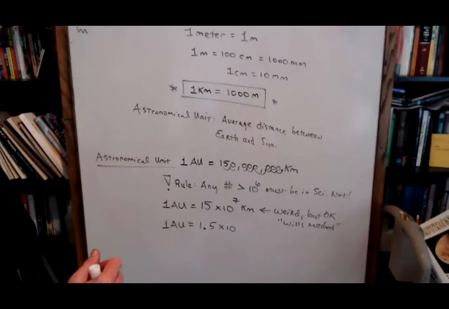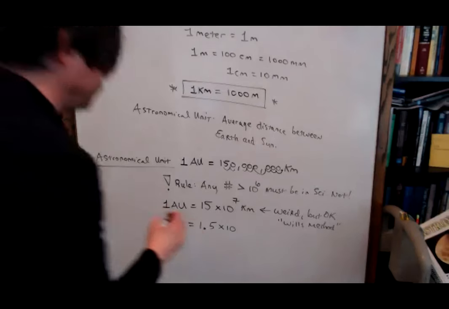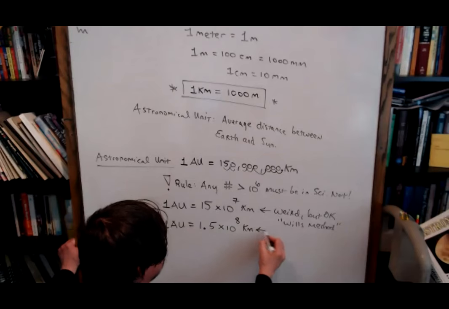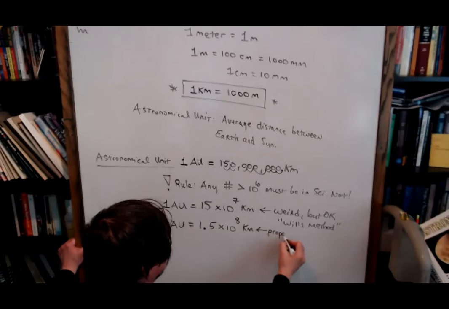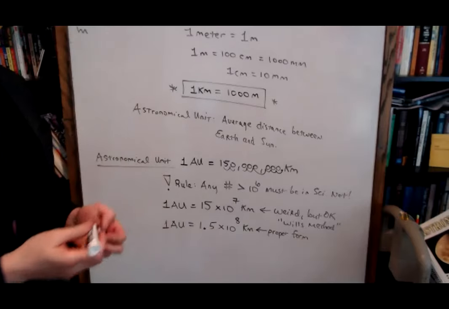What would my power be then, Will? 1, 2, 3, 4, 5, 6, 7, 8. That's right. And Will, this is proper form. Okay. All right. We're going to be doing our lab today in proper form. That's traditionally how people do it.